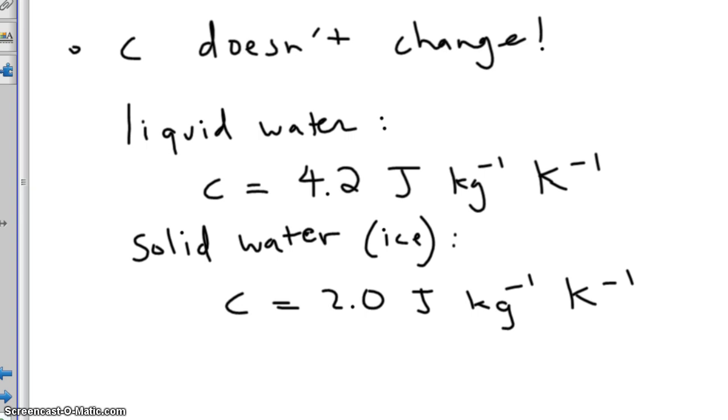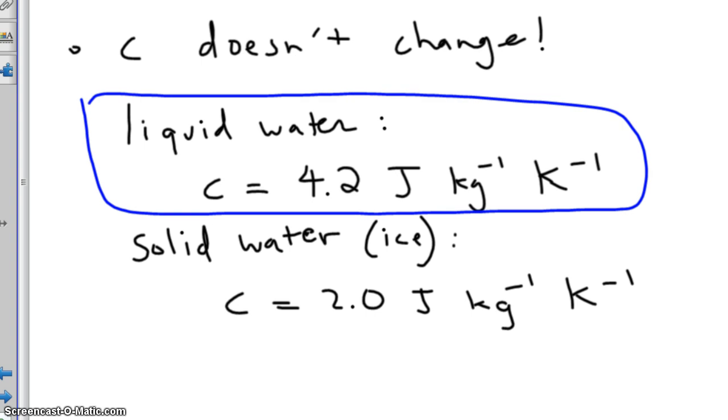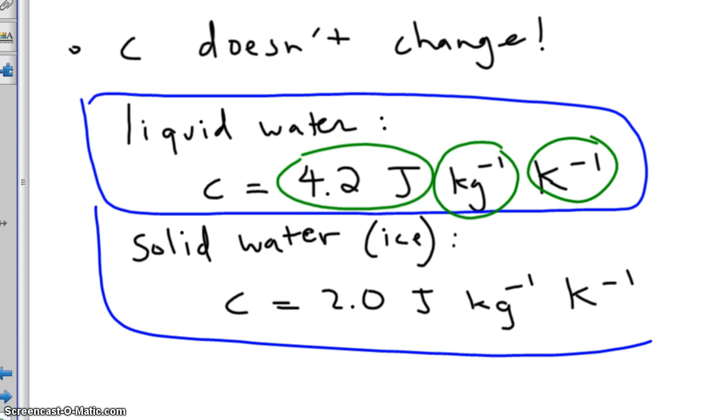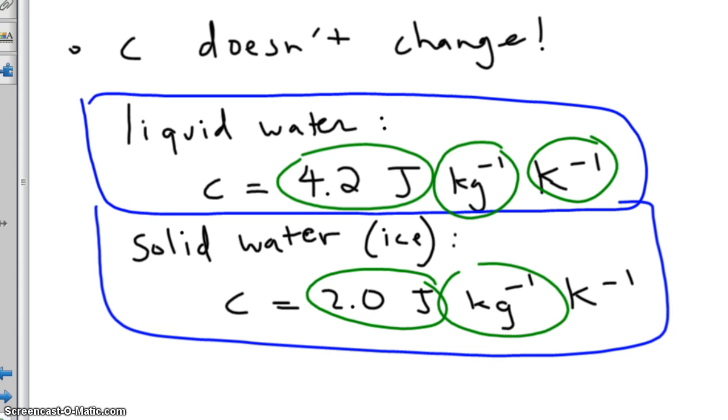This top number tells you it takes 4.2 joules to raise the temperature of 1 kilogram of liquid water by 1 Kelvin. The bottom value tells you how much heat, how much thermal energy, it takes to raise the temperature of 1 kilogram by 1 Kelvin. It takes 2 joules of thermal energy to raise 1 kilogram of solid water by a temperature change of 1 Kelvin.